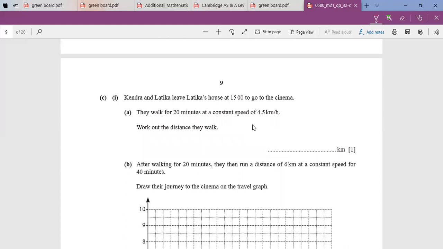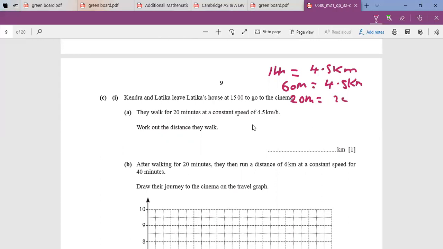So in 1 hour, they walk a distance of 4.5 kilometers. All right. Then you know that this 1 hour is 60 minutes. In short, we are saying for 60 minutes, they walk 4.5 kilometers. What about for 20 minutes then?